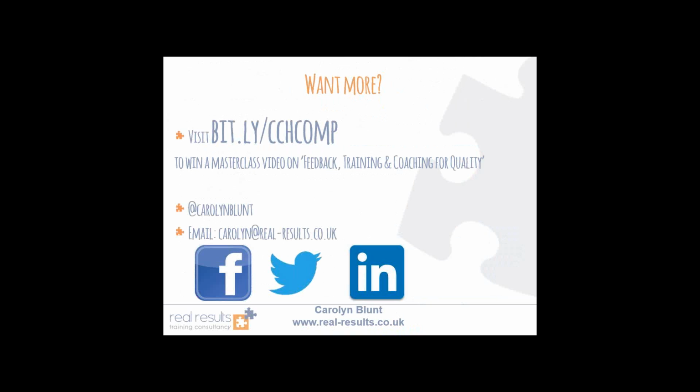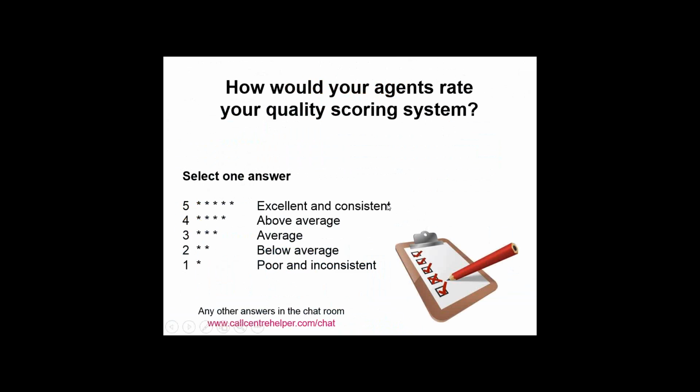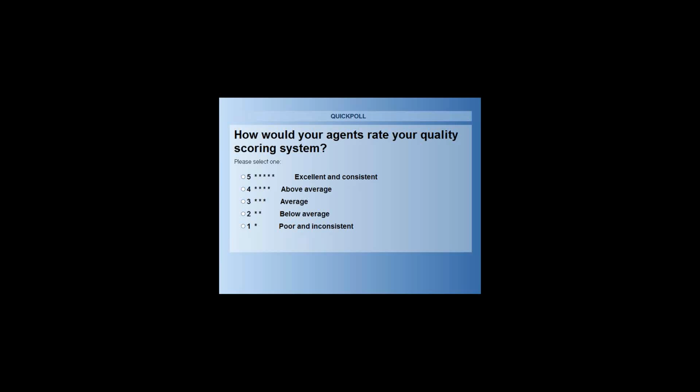Well, we're going to jump across to a poll now, and I'd like to ask, how would your agents score your quality scoring system? Would they score it as a 5, which is excellent and consistent? Would they score it as a 4, above average, 3, average, 2, below average, or as a 1, poor and inconsistent? So it'll be interesting to see how many people we get scoring the results here. Carolyn, do you have any take on what you think the answer is likely to be?